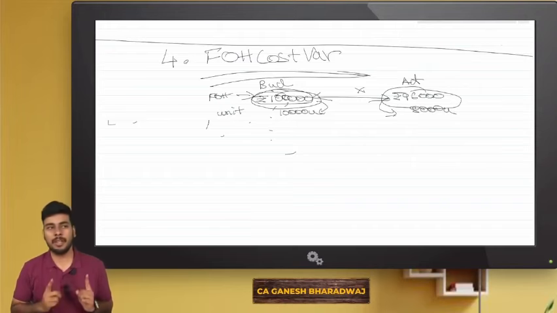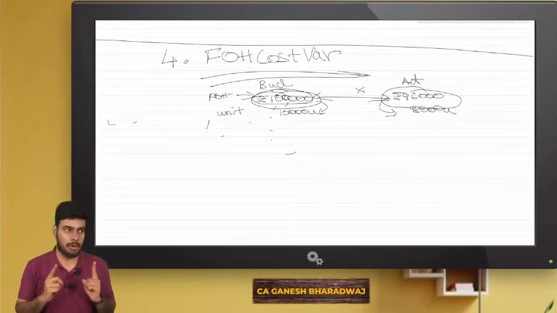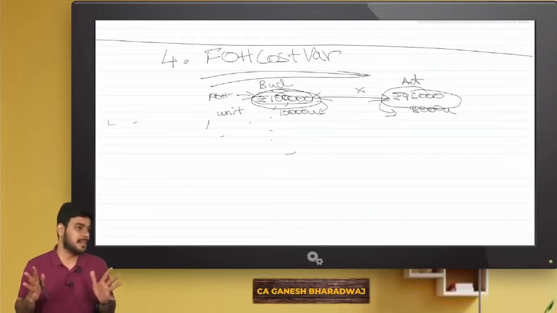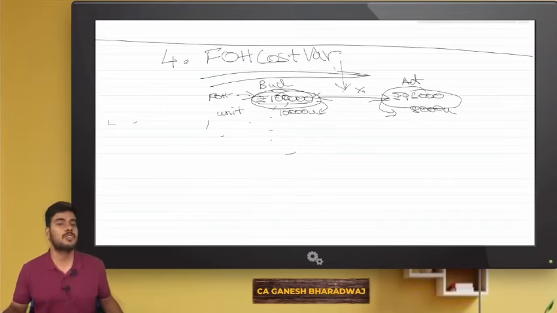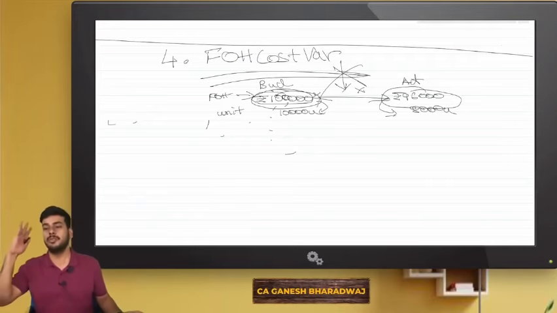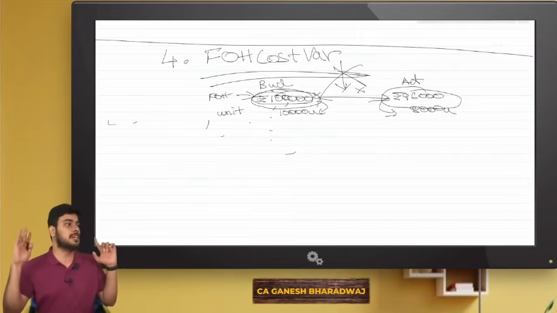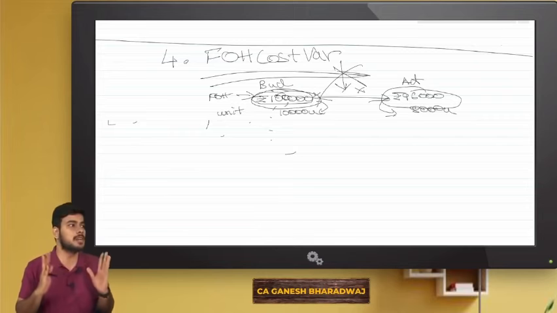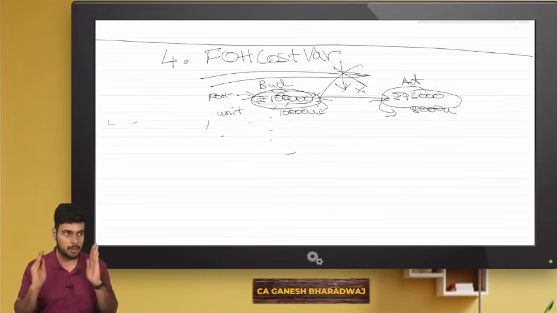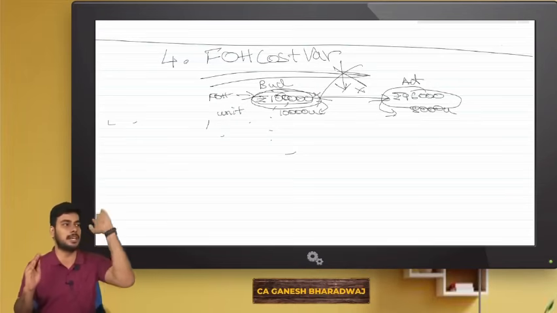So, when we are talking about a fixed overhead cost variance, there is no question of standard. The budgets can be directly compared with actuals. Are you clear with this? This is where I'm telling you, fixed overheads is slightly different from the other areas.